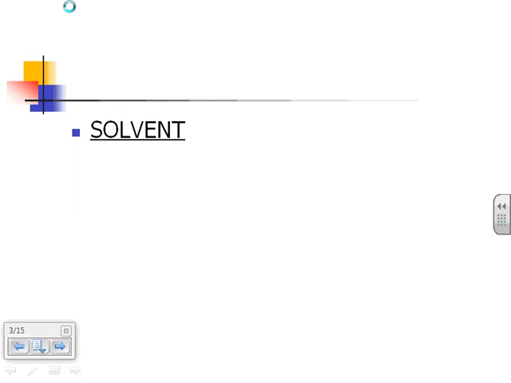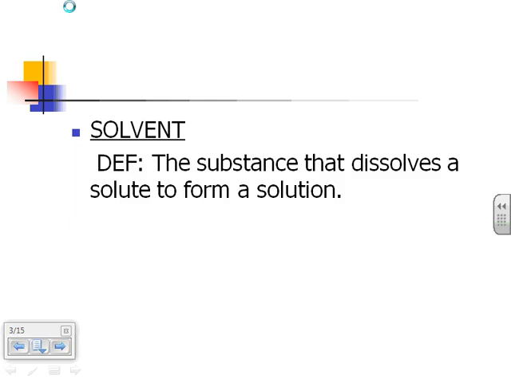A couple of key terms that we have to go over. First one is solvent. That is the substance that dissolves a solute to form a solution. So we have a solution, which is one thing. It's the same throughout. Recall from previous chapters. Same throughout, top, bottom, middle, left, right, doesn't matter. Take a sample from all areas, it's going to be exactly the same. So the solvent is what dissolves something to form a solution.